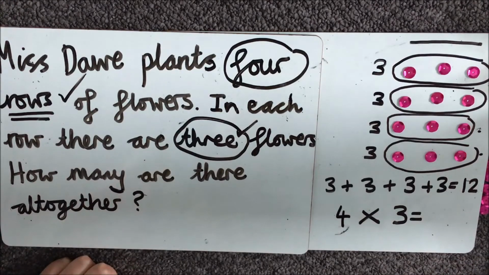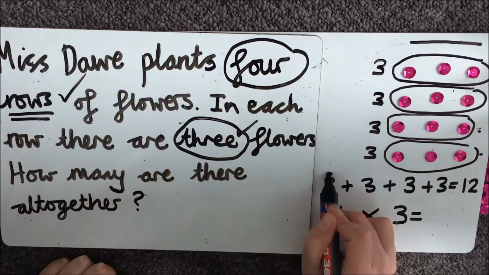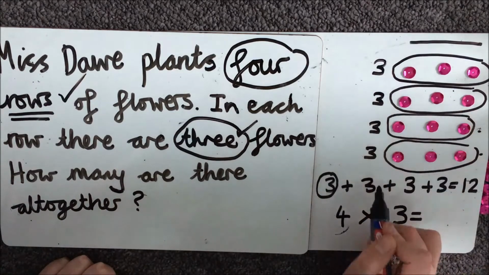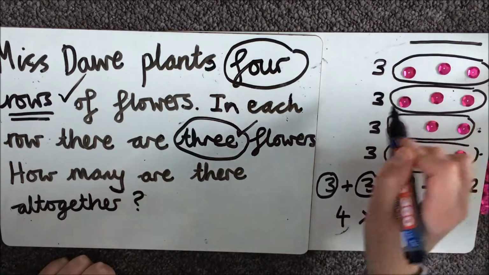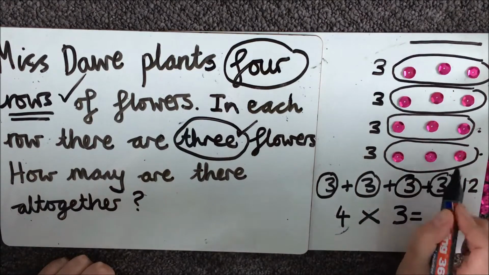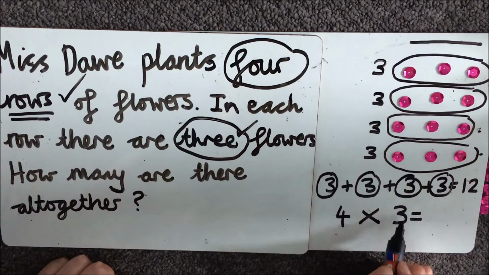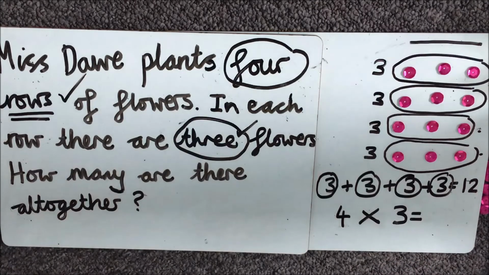And that just means we've added 3 4 times. This is one group of 3 like that, 2 groups of 3, 3 groups of 3, 4 groups of 3. So it's just a shorter way of saying we're adding 3 together 4 times.